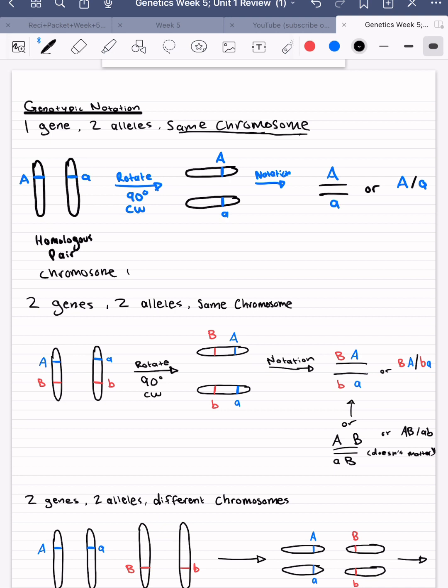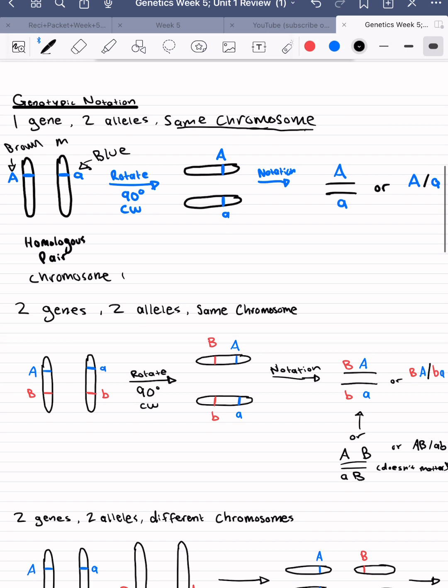For example, this may be a gene that codes for eye color. Let's say that this allele is from the mother and this codes for blue eyes. Let's say that this allele is from the father and this codes for brown eyes. So essentially these chromosomes are essentially the same thing. They code for the same things. They just have different alleles. All right?